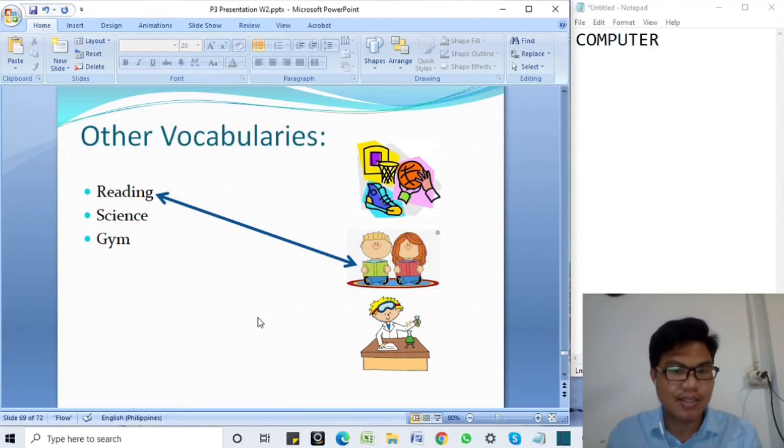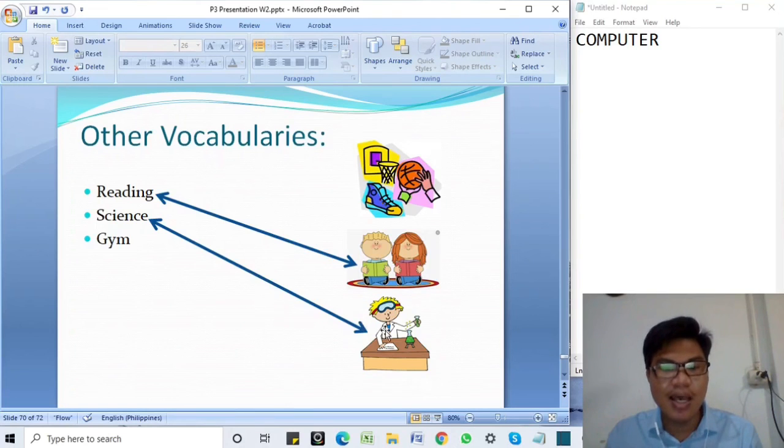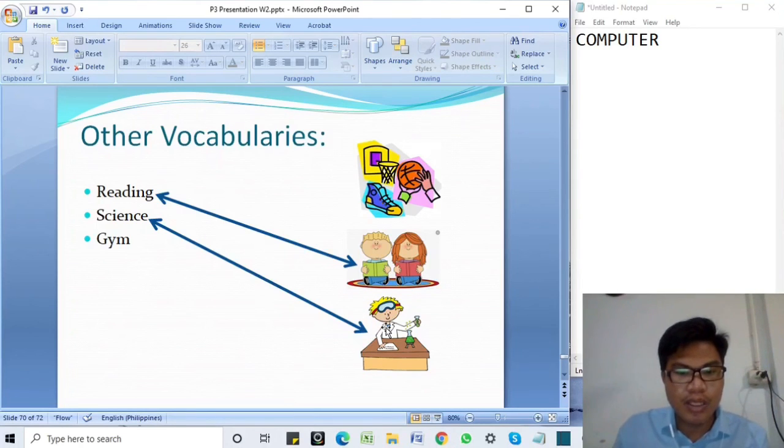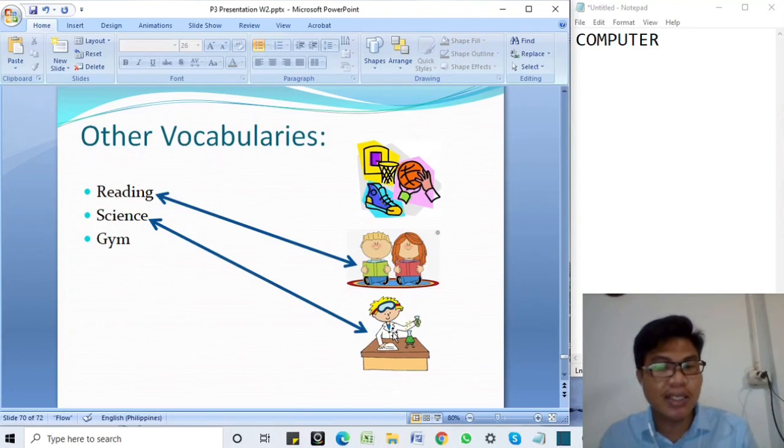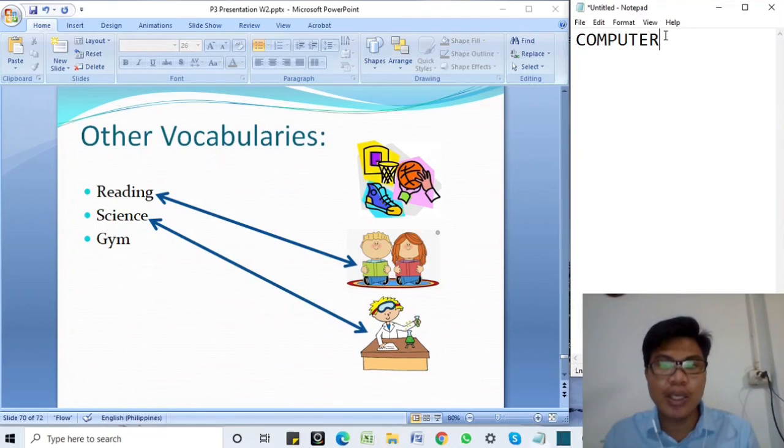What about science? Which photo here is related to science? Which one do you think? Great. This is related to science. This guy here is doing an experiment. So that is related to science. He's doing an experiment. Experiment.